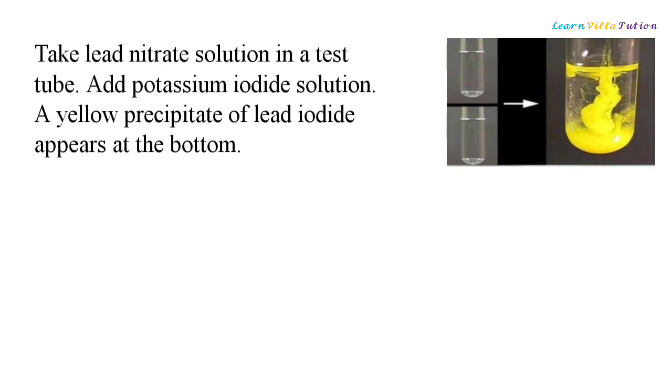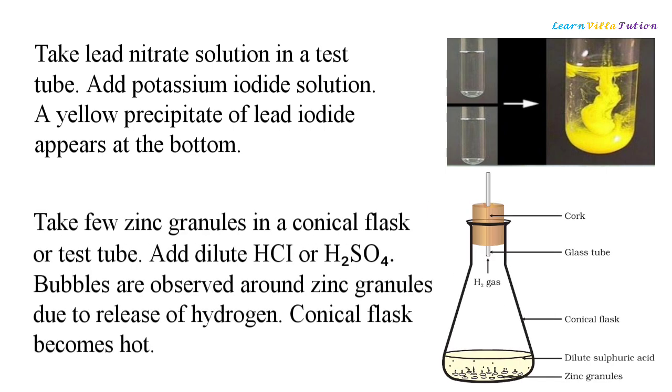Take lead nitrate solution in a test tube. Add potassium iodide solution. A yellow precipitate of lead iodide appears at the bottom. Take a few zinc granules in a conical flask or test tube. Add dilute hydrochloric acid or sulfuric acid. Bubbles are observed around zinc granules due to release of hydrogen. The conical flask becomes hot.